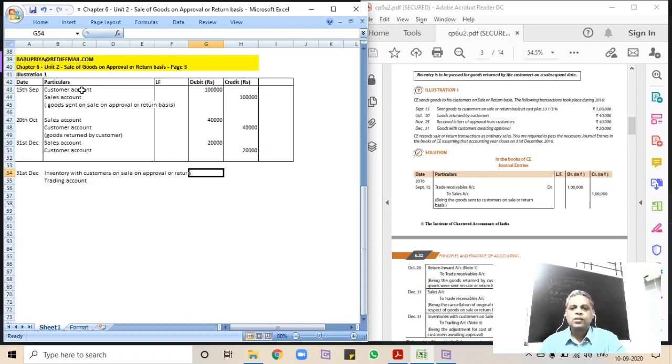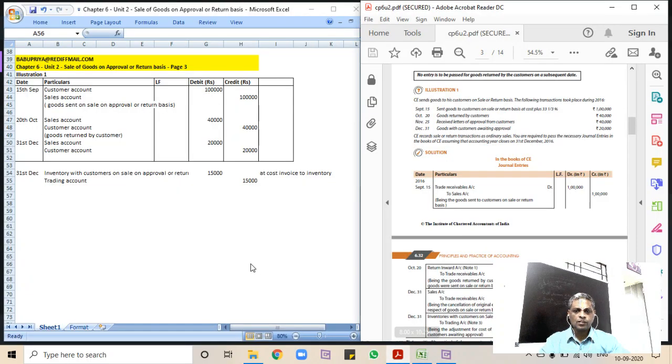What is the cost price? It is given in the question: goods sent to customer on sale or return at cost plus 33 1/3 percentage. So it means that on selling price, the profit is 1/4. So the cost is 15,000. This is taken back at cost price to inventory. Hope this is clear, right?